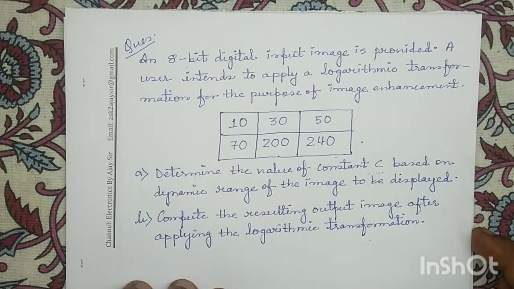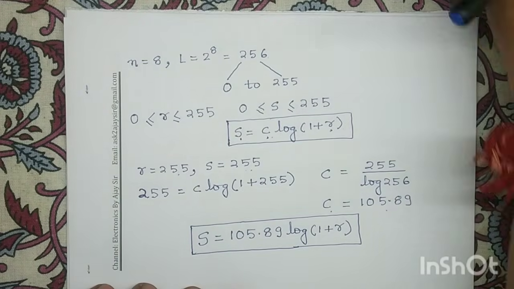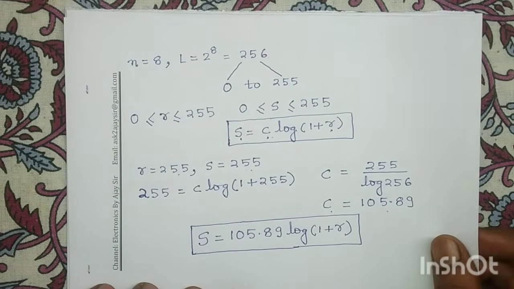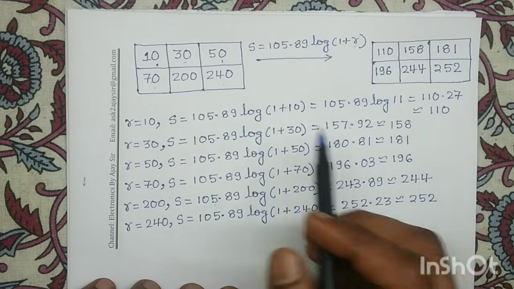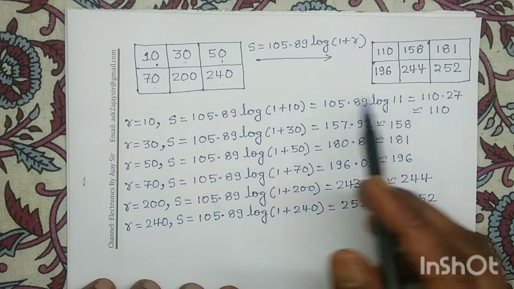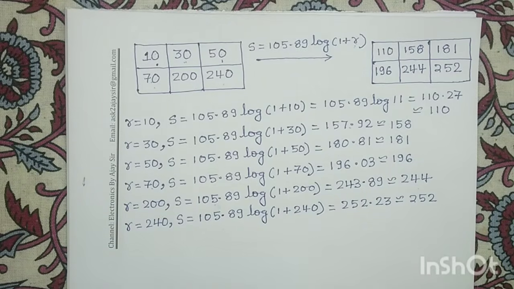So for this given question, we have determined the value of C, and after that we have performed the logarithmic transformation on the given digital input image, and we have computed our output image. And with this, the question is over. Thank you all.